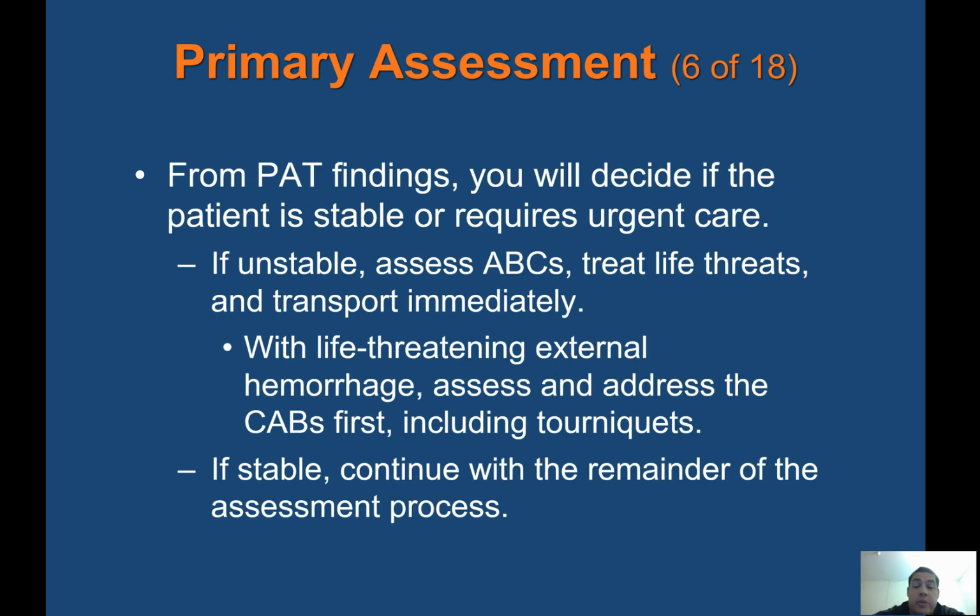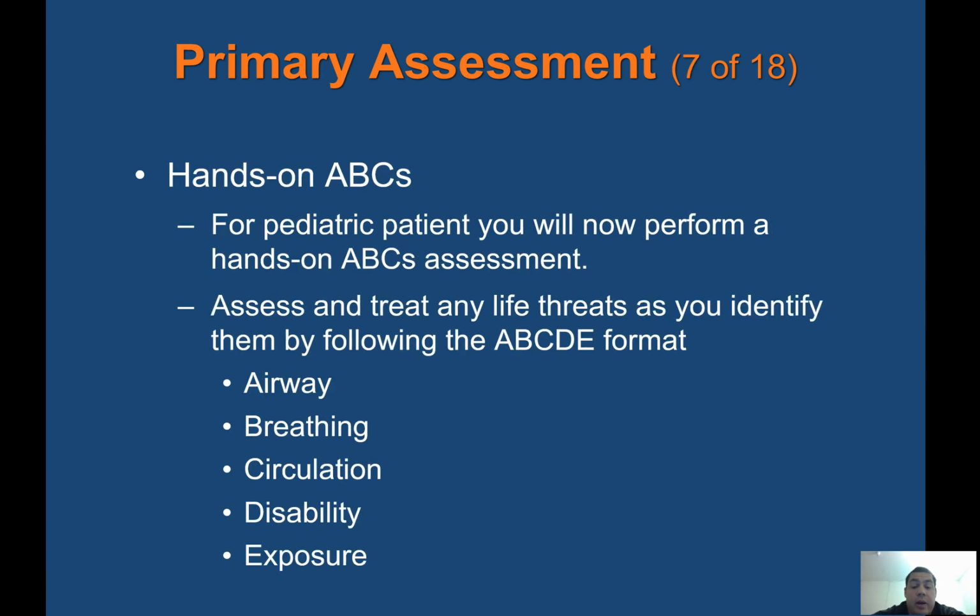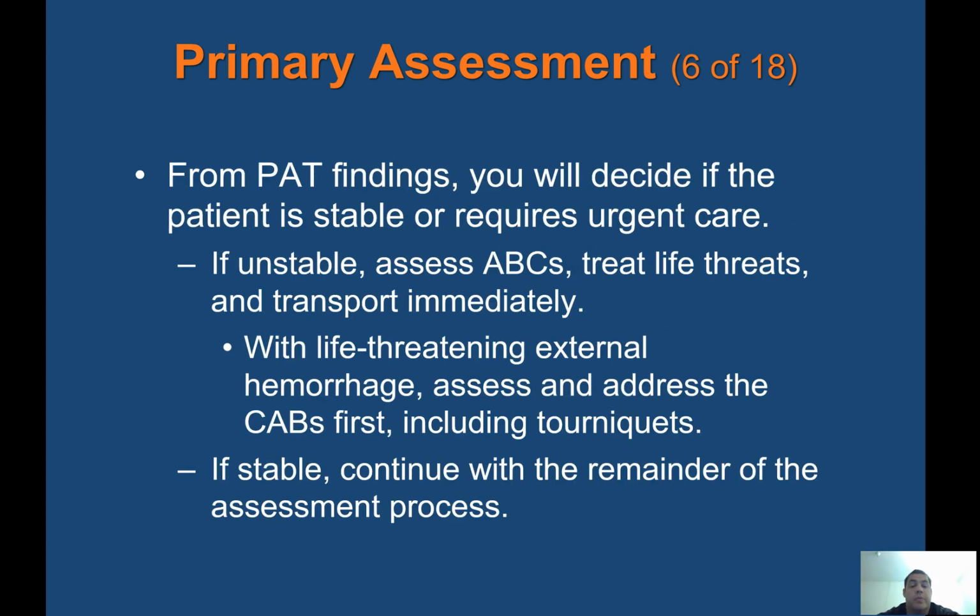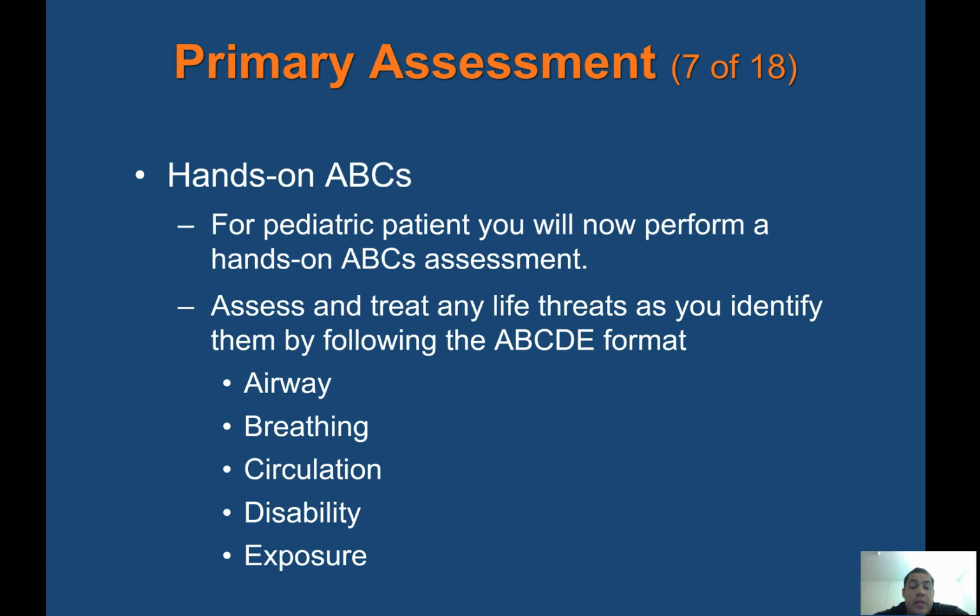From PAT findings, you will decide if the patient is stable or requires urgent care. If unstable, assess ABCs, treat life threats, and transport immediately. With life-threatening external hemorrhage, assess and address the CABs first, including tourniquets. If stable, continue with the remainder of the assessment process. Hands-on ABCs: for the pediatric patient, you will now perform a hands-on ABCs assessment. Assess and treat any life threats as you identify them by following the ABCDE format: airway, breathing, circulation, disability, exposure.